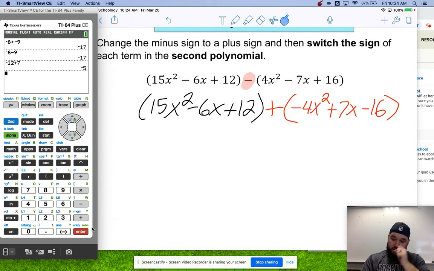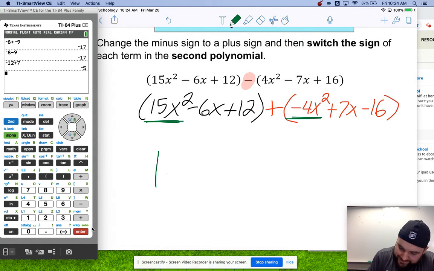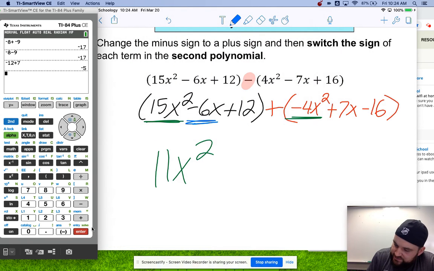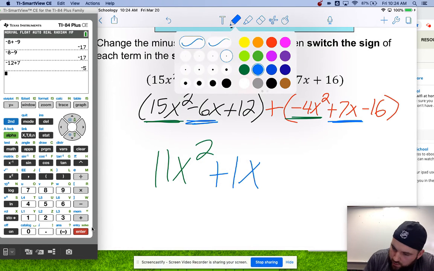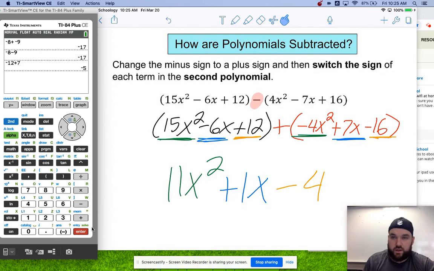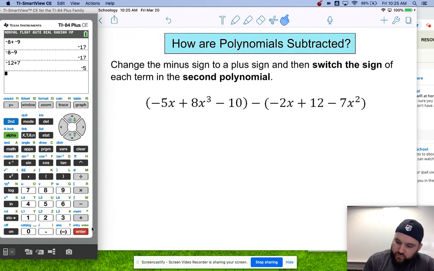And now I'm going to go ahead and combine these together. So 15x squared and negative 4 is 11, or 15 minus 4. Negative 6x plus 7x is plus 1x. Now you don't need to put the 1 in front. I'm going to go ahead and just do it to emphasize. And then I have positive 12 and minus 16. 12 take away 16 is negative 4. So I can just put a minus 4 at the end. Okay. So if it's subtraction, change that minus sign just in between to a plus, and then just the second set of parentheses changes. Okay.